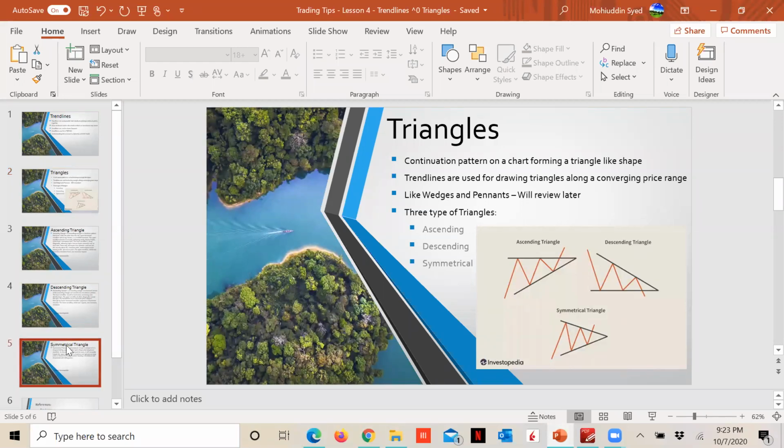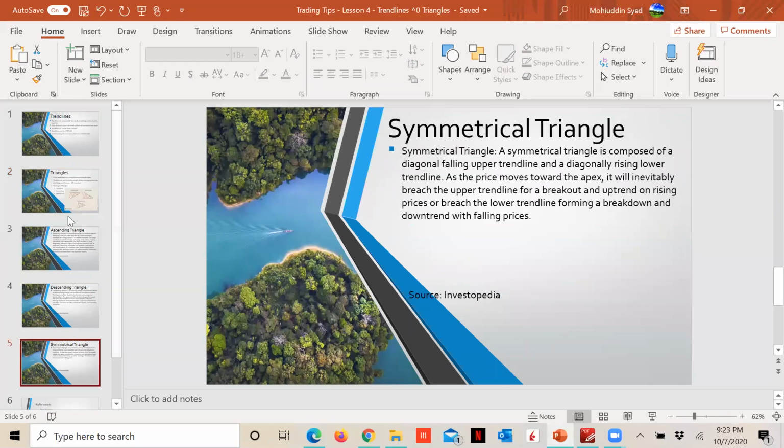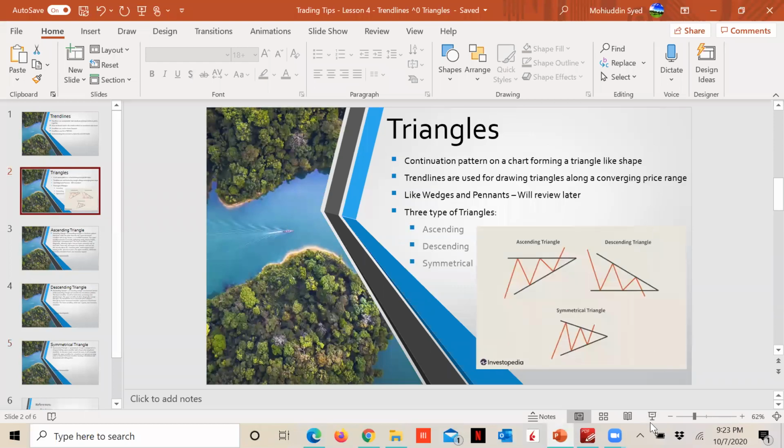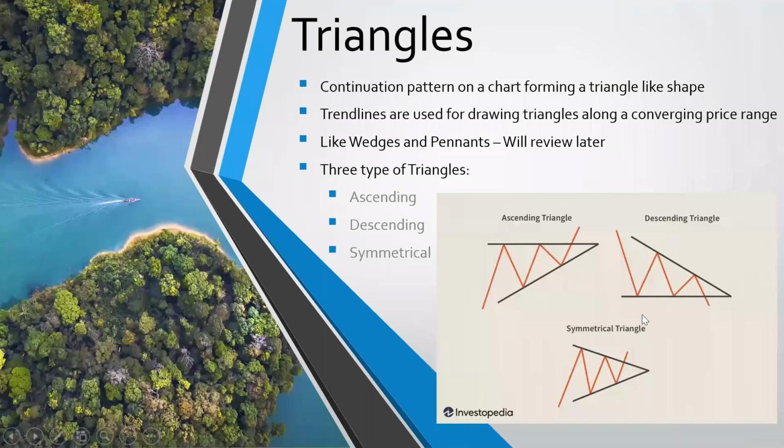With regards to the symmetrical triangles shown here, again, it doesn't have to be exactly symmetrical. I'll show you in a second. There are two scenarios in the symmetrical triangle again. It can either break out through the top trend line, or it can break down through the bottom trend line.